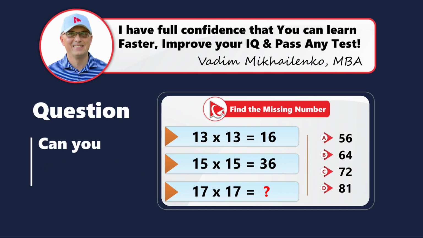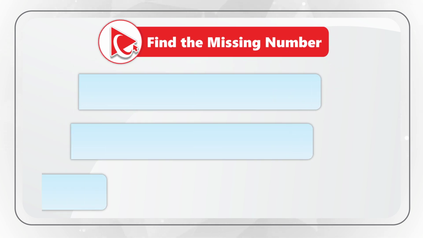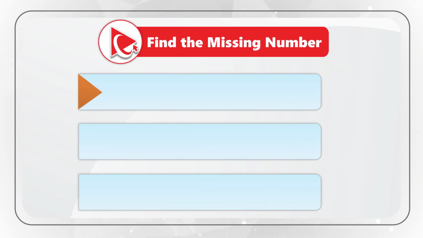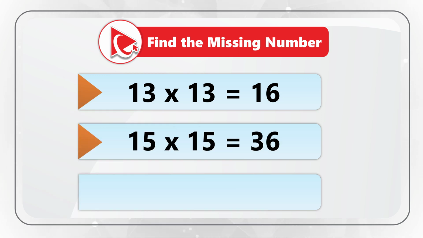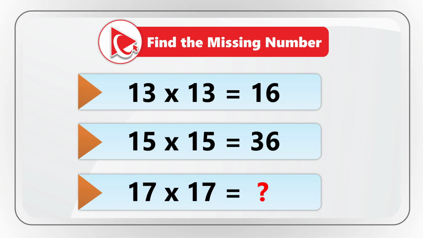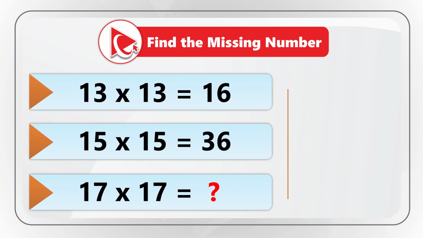Here's one of my favorite questions, which requires you to use your critical skills and imagination. You need to find the missing number, and you're presented with three different expressions. First expression is 13 multiplied by 13 equals 16. Second expression is 15 multiplied by 15 equals 36. And last expression, the one that's missing the number, is 17 multiplied by 17 equals missing number. You have four different choices to select from.